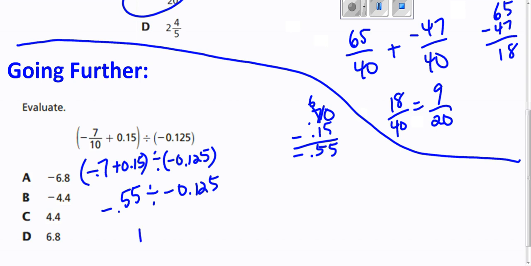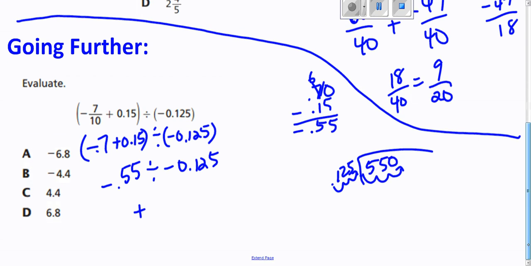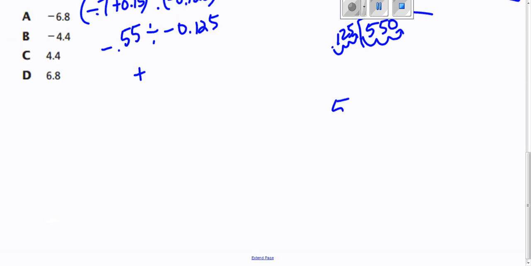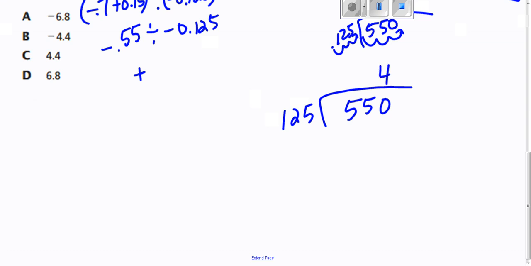Negative divided by negative, I already know my answer is going to be positive. And I'm going to do the division off to the side. 0.55 divided by 0.125. Move the decimal 3 times, so I'm going to have to add a 0. Now rewrite this, because you want your work to look neat. So 550 divided by 125. 125 goes into 550 4 times, which is 500 exactly. And when you subtract, that's 50. Add a decimal point, add a 0.